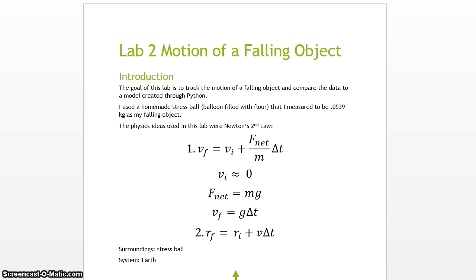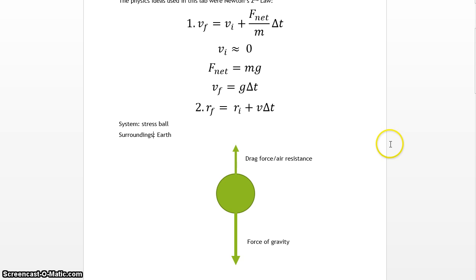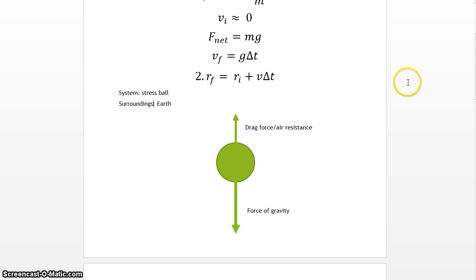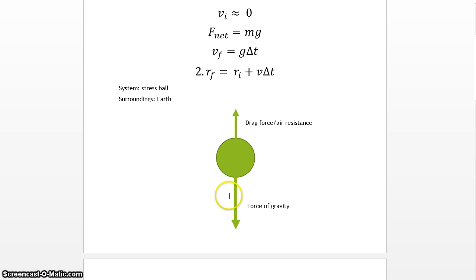I chose the ball as the system and the Earth as the surroundings. Here you can see a free body diagram of the stress ball. The drag force, which is air resistance, is pointing up, while the force of gravity is pointing down.